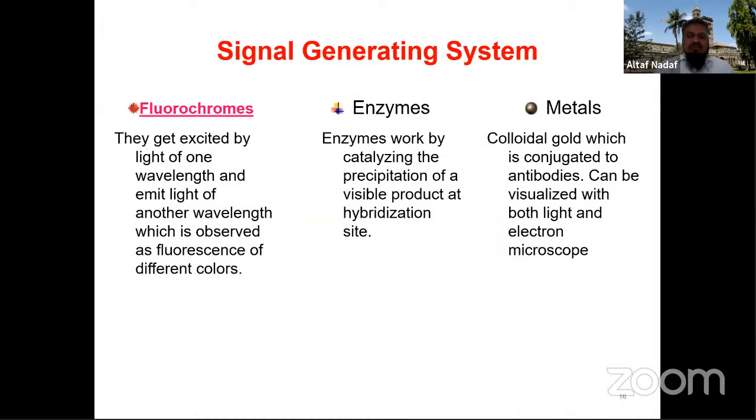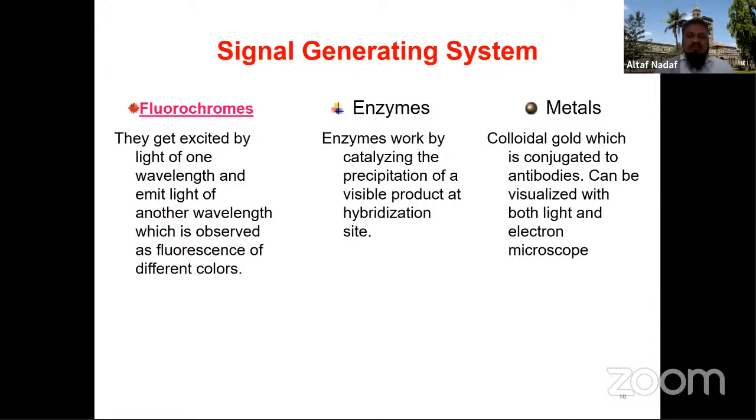Now, as we have seen, indirect labeling generates a signal, and different types of signals are used. One signal is called the fluorochrome signal, and as the word indicates, it fluoresces. They get excited by light of one wavelength and then emit light of another wavelength, which is observed as fluorescence of different colors. So that could be detected under a fluorescent microscope.